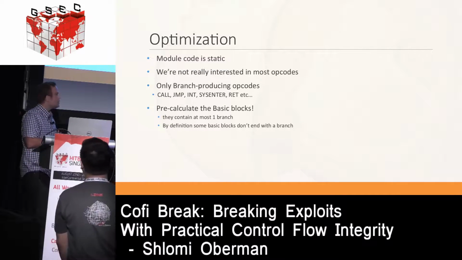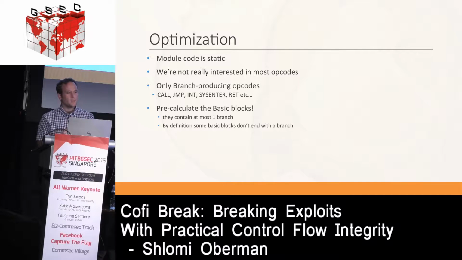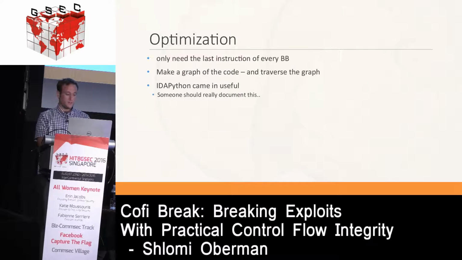Okay, so we only need the last instruction of every basic block. Unfortunately, we can't find the last instruction without actually disassembling all the other instructions, right? Basic blocks don't just have the last instruction embedded inside the first instruction. And so we'd have to pre-analyze the basic blocks. Every basic block contains at most one branch, and so we can pre-analyze the basic blocks and somehow use this information to analyze the trace faster.